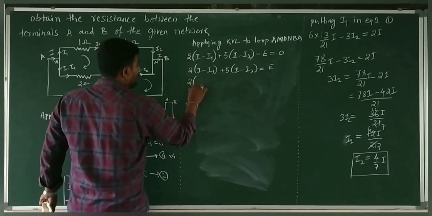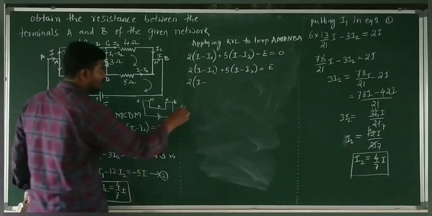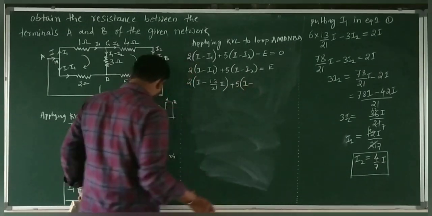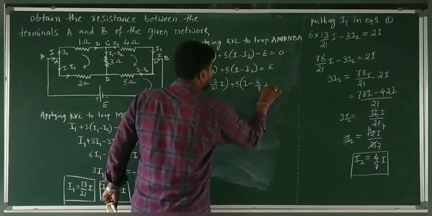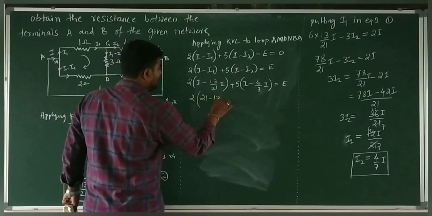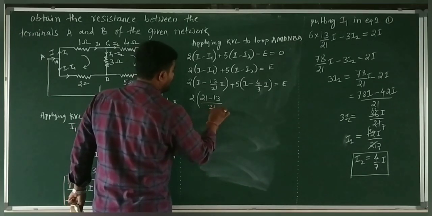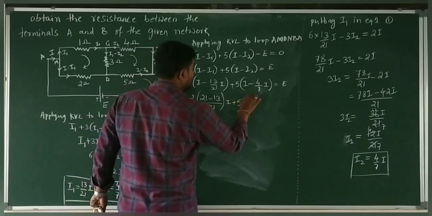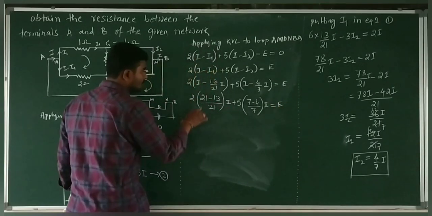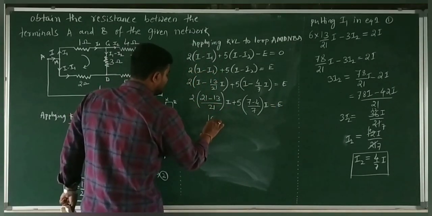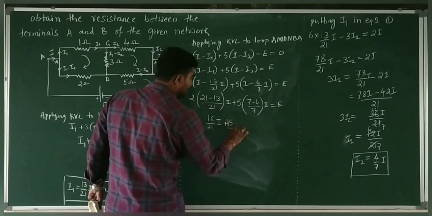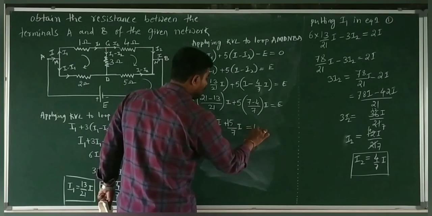So 2 times I minus I1, and we know I1 is 13 by 21 I, plus 5 times I minus I2, where the I2 value is 4 by 7 I, is equal to E. So it is 21 minus 13 divided by 21 I plus 7 minus 4 divided by 7 I is equal to E. So 21 minus 13 is 8, and 8 2s are 16. So 16 by 21 I plus 7 minus 4 is 3, 3 5s are 15 divided by 7 I is equal to E.